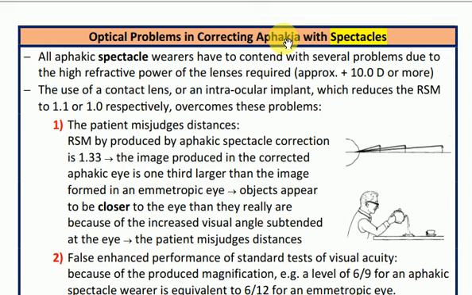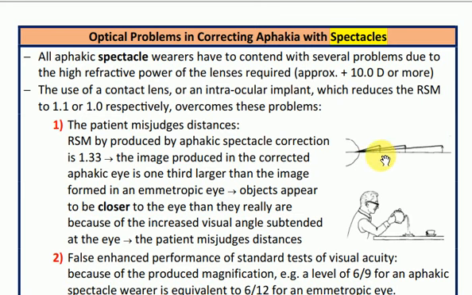Now, optical problems in correcting aphakia with spectacles. All aphakic spectacle wearers have to contend with several problems due to the high refractive power of the lenses required, approximately plus 10 diopters or more. The use of a contact lens or an intraocular implant, which reduces the relative spectacle magnification to 1.1 or 1.0, overcomes these problems. So the first problem: the patient misjudges distance.